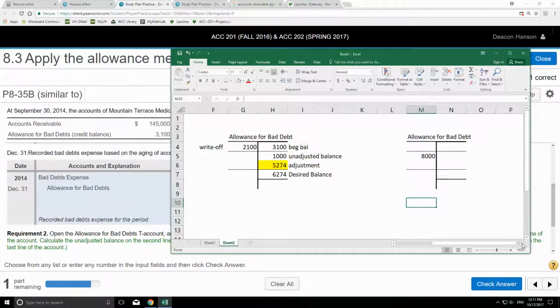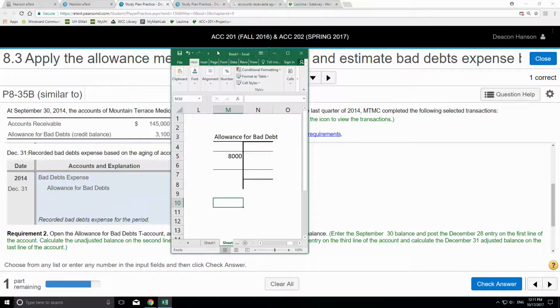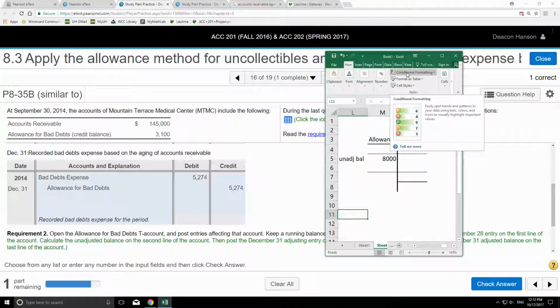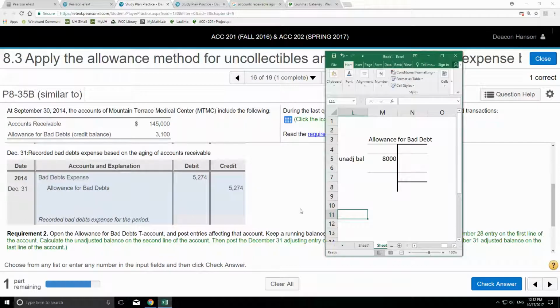Let me get that other one out of the way so you can just focus on this. How could I end up with an unadjusted balance that's a debit? You know, our allowance account has a normal credit balance, right? It's a contra asset account. But what would have caused my allowance account to show a debit balance? Anybody? Now that's just an example. That 8,000 is just an example, right?